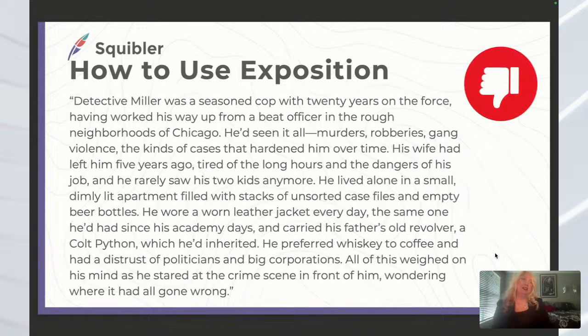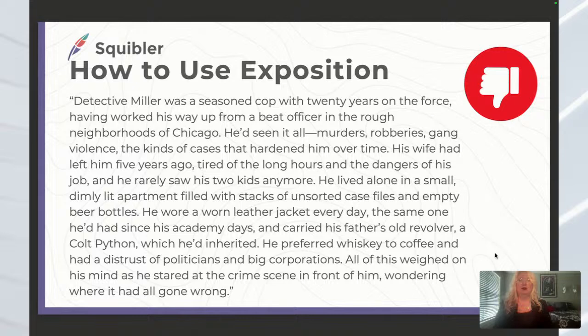So we'll take a look at a terrible example here. This one says, "Detective Miller was a seasoned cop with 20 years on the force, having worked his way up from a beat officer in the rough neighborhoods of Chicago. He had seen it all: murders, robberies, gang violence, the kind of cases that hardened him over time. His wife had left him 5 years ago, tired of the long hours and dangers of his job, and he rarely saw his 2 kids anymore.